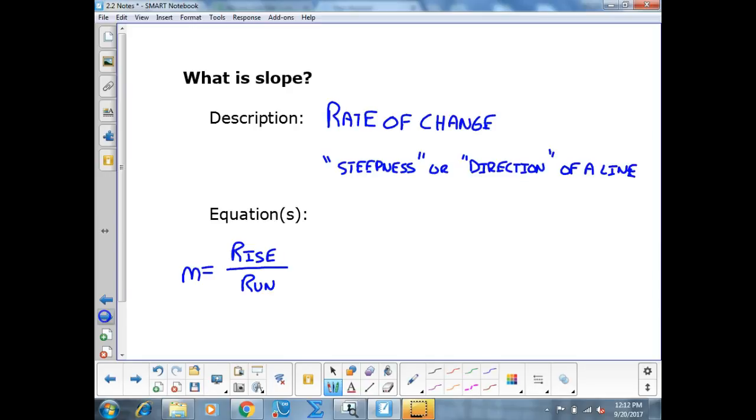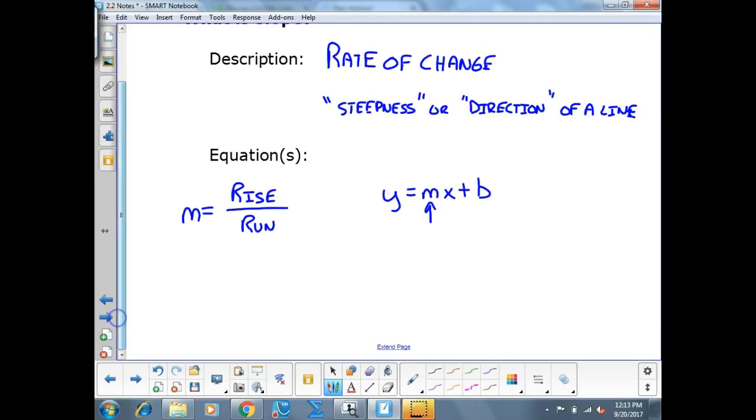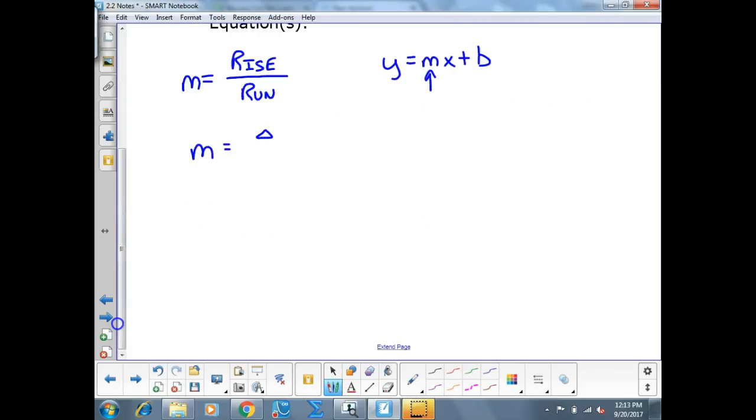Any other ways that you know of how to calculate? Forgot to put this one on there, sorry. The M in y equals mx plus b. Any other ways? What if we had 2 points? Could we find the slope between them? Close. Changing y over changing x. Yep. So the slope here is the change in y over the change in x. Or you subtract the y's over subtracting the x's.